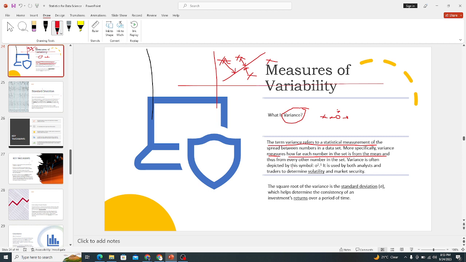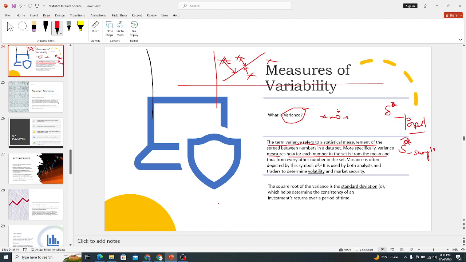So variance is often depicted by this symbol, sigma squared. Sigma squared is for population; it's the symbol for population variance. And then we have s squared. S squared is also variance, but sample variance.